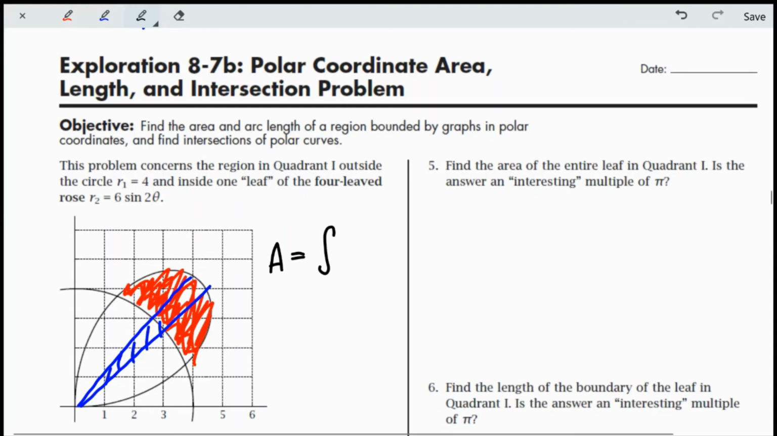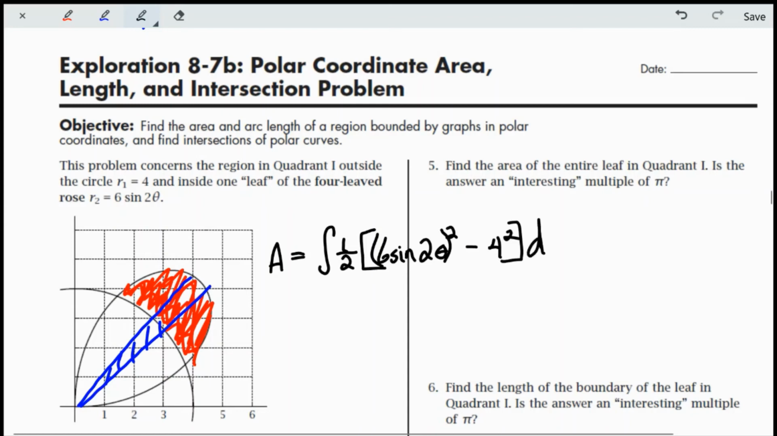So what we would do in this case is take an integral. We know we're going to have our 1/2 r squared d theta, but our outside radius, the larger piece, the overall area of the entire sector, would be 6 sine 2 theta. We would square that. If I just integrated that with respect to theta, that would give me the area of the entire leaf. But then I want to subtract out the area of that piece of the circle that's inside that leaf. And so what I have to subtract out there is r equal to 4, squared.